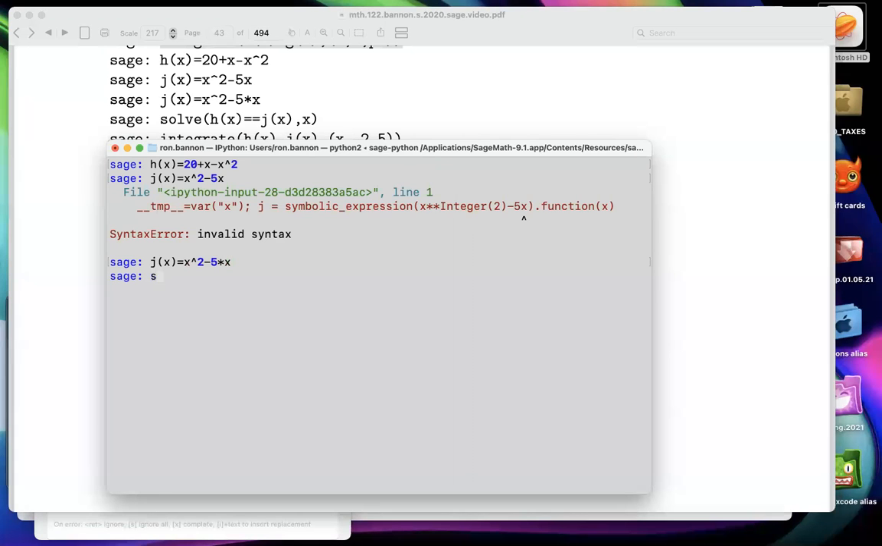Okay, now I'm going to solve j of x, I'm sorry, not j of x, h of x, sorry. Oh, I'm sorry, j of x, I didn't say equals yet. And I want to solve it for x. And someone says, what are you doing over here? Well, if you paid attention during lecture, I was always wondering, what are the points of intersection between those two? So it says between -2 and 5.